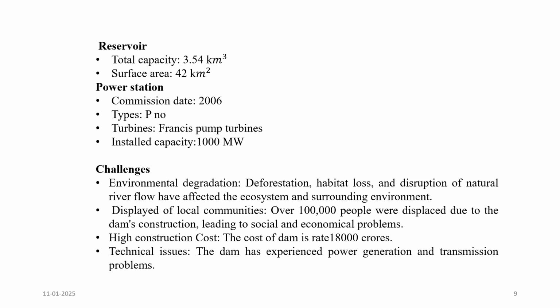First, environmental degradation: deforestation, habitat loss and disruption of natural river flow have affected the ecosystems and surrounding environments. Next point, displacement of local communities. Over 100,000 people were displaced due to the dam's construction, leading to social and economic problems.